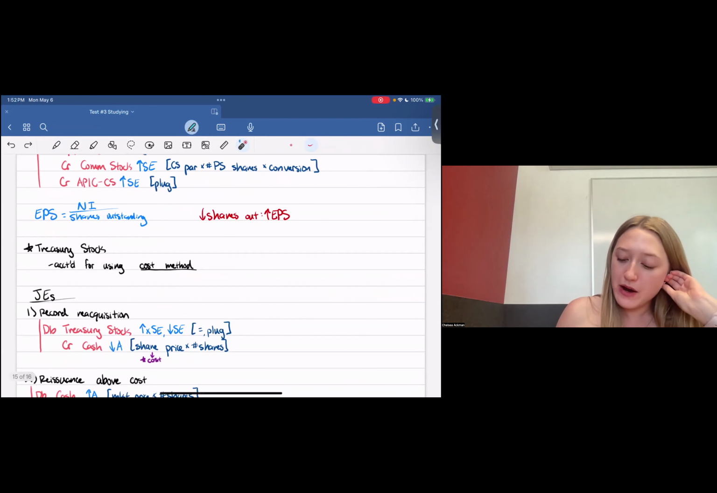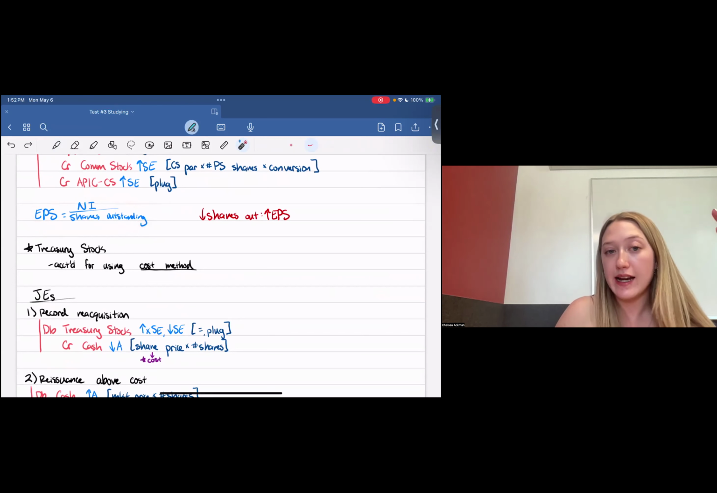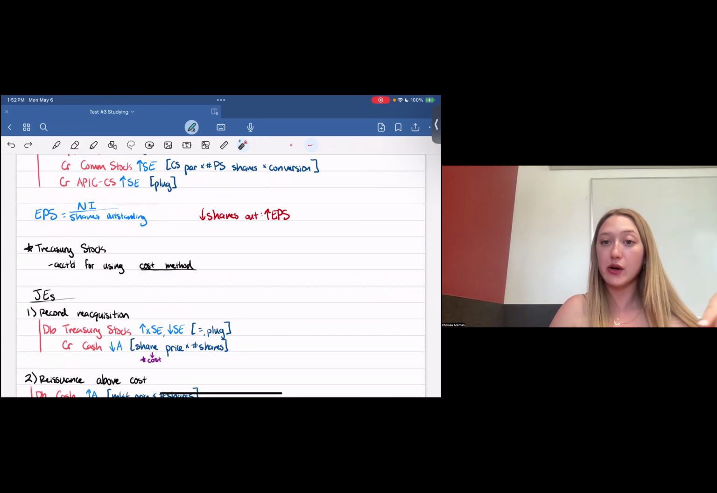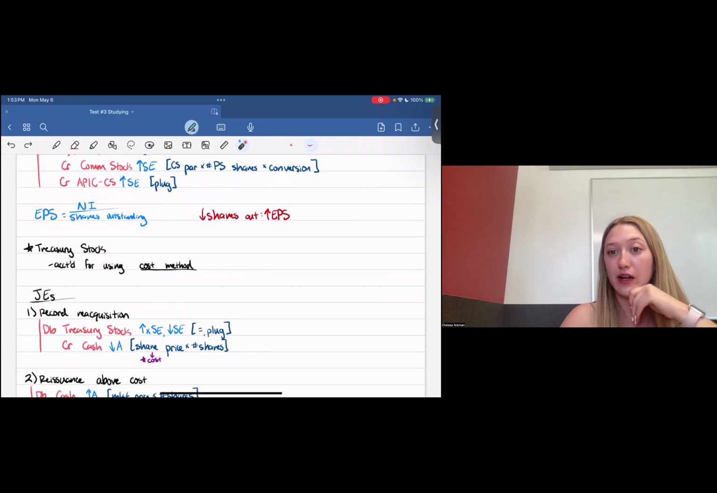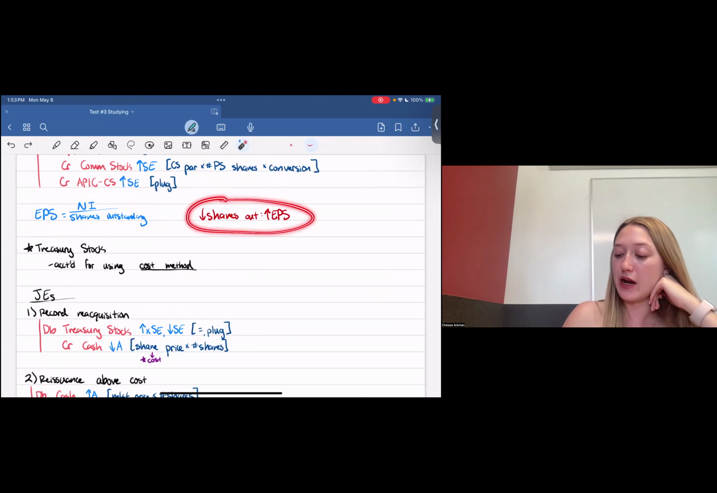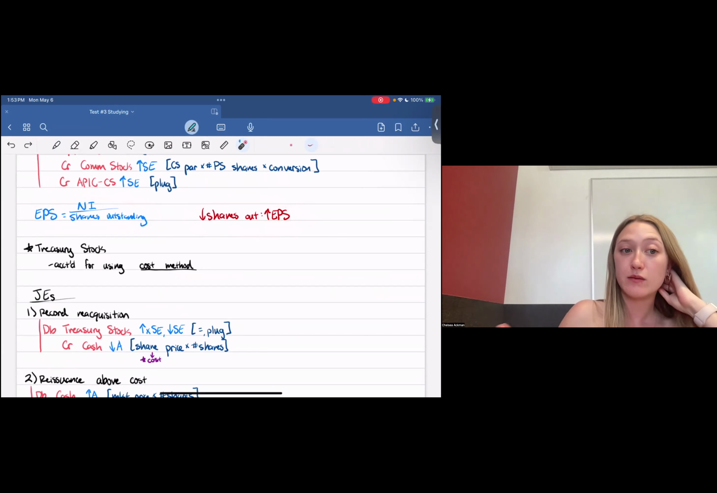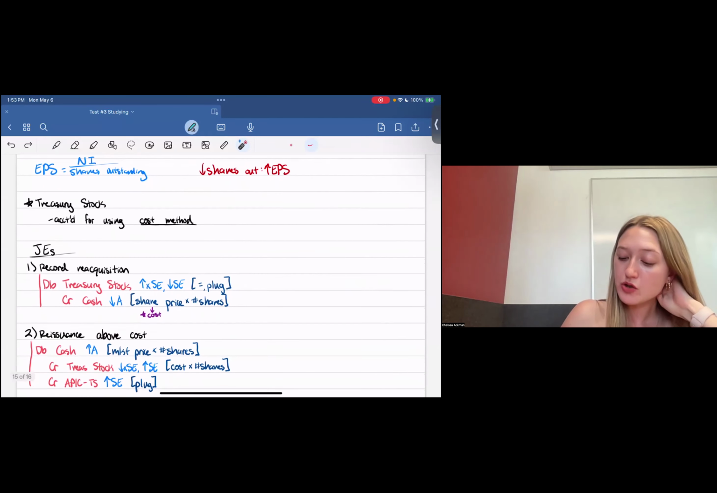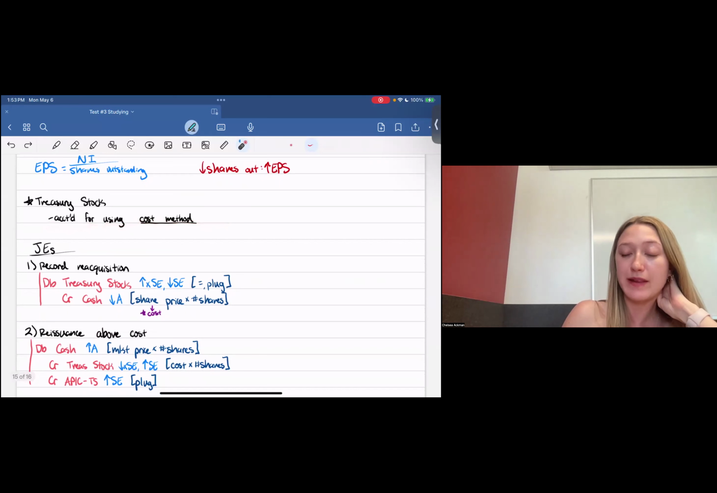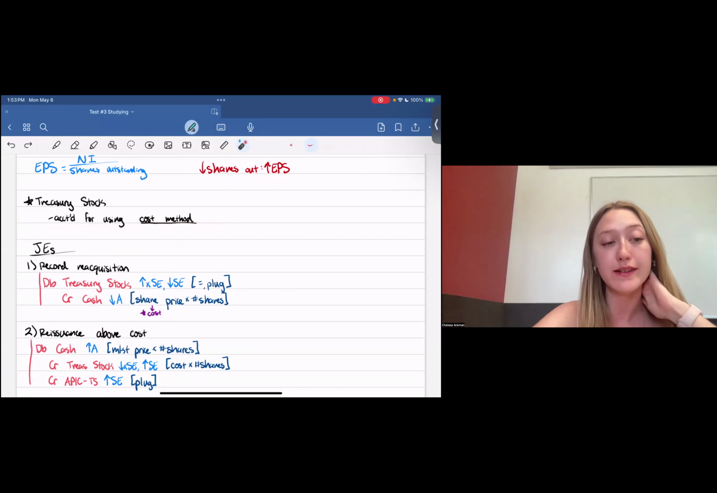And then talking a little bit about treasury stock and earnings per share. Earnings per share is net income divided by shares outstanding. So you have less shares outstanding if you reacquire shares to become treasury stock. So the lower shares out can sometimes raise your earnings per share, which is sometimes why companies have treasury stock. Treasury stock is accounted for using the cost method, so it's always recorded at cost.